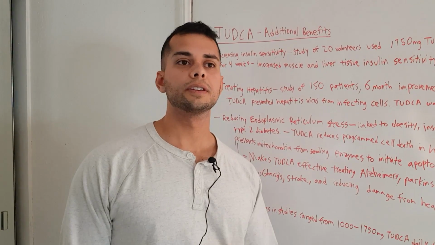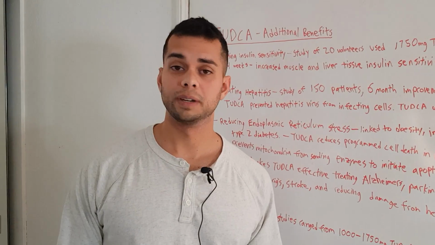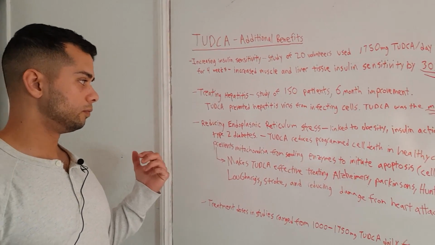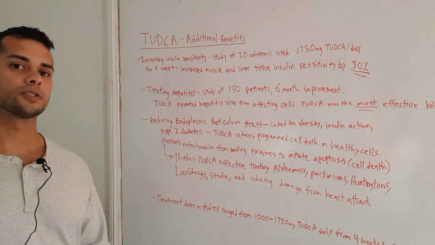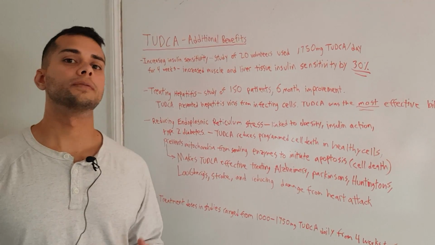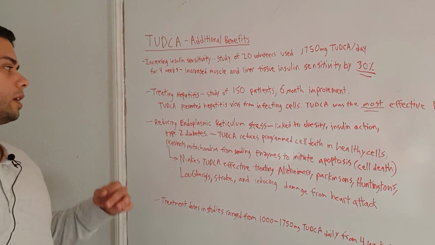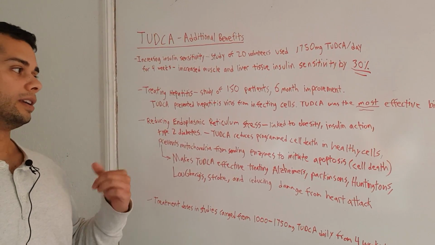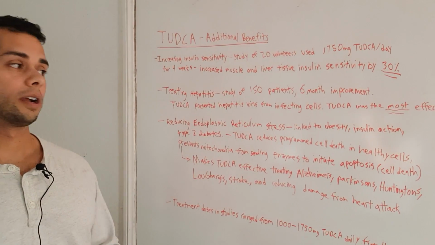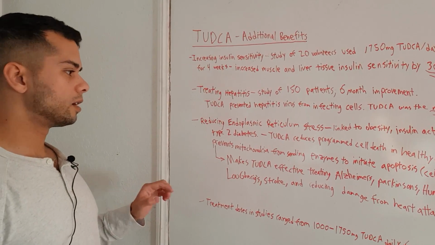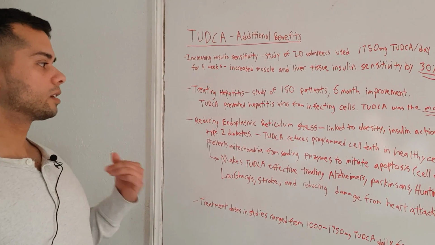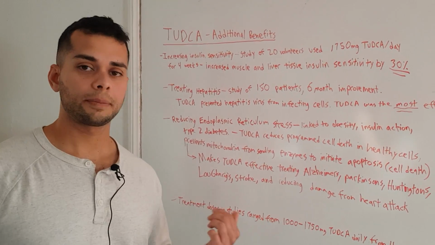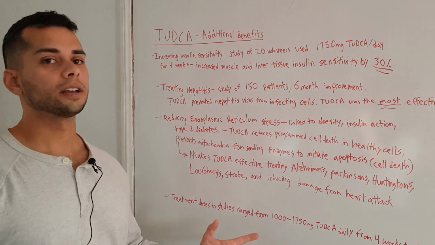And lastly, this one to me is potentially one of the biggest benefits of TUDCA. It's TUDCA's ability to reduce the endoplasmic reticulum stress and increase protein folding ability. Endoplasmic reticulum stress is linked to obesity, insulin action, and type 2 diabetes, as well as many other diseases. So TUDCA is able to reduce programmed cell death, otherwise known as apoptosis, in healthy cells.